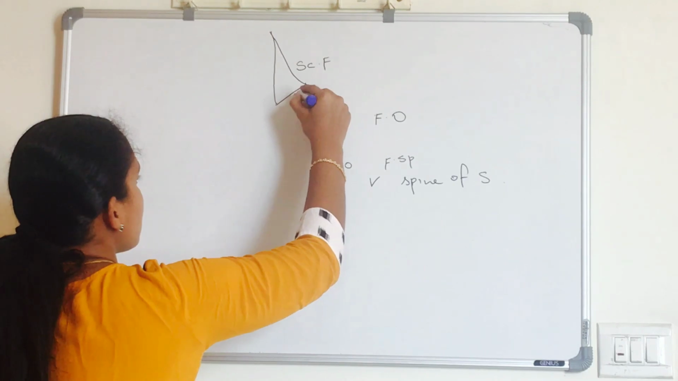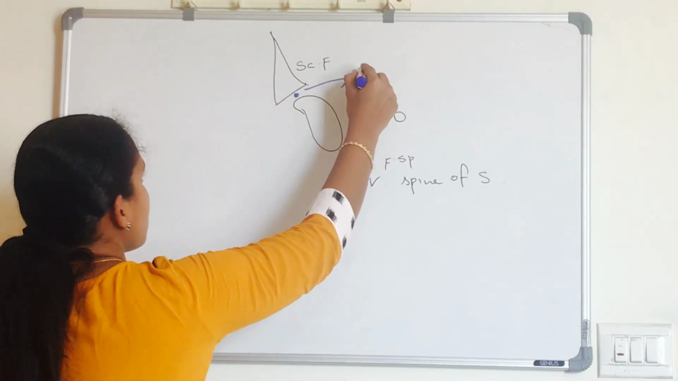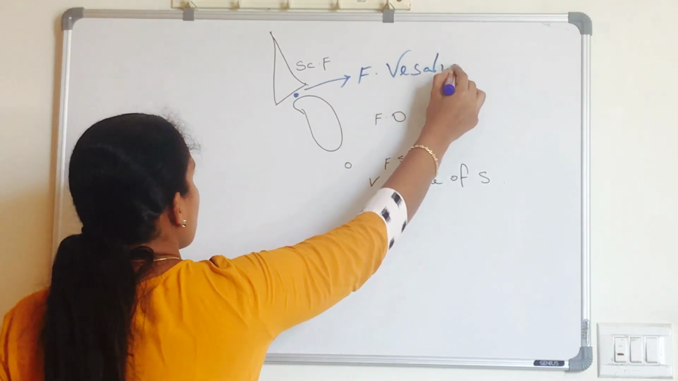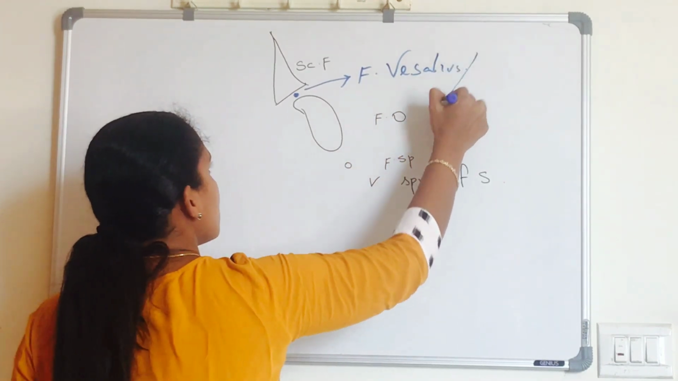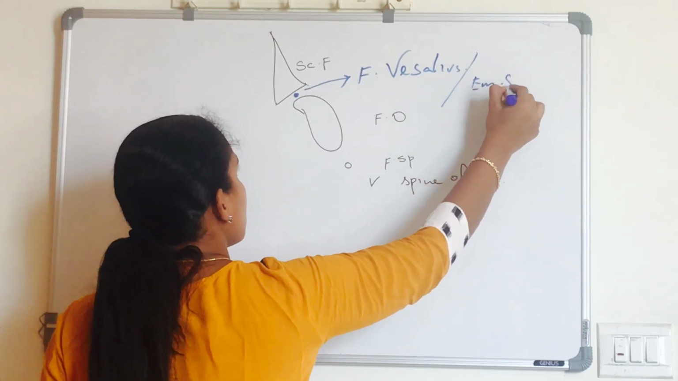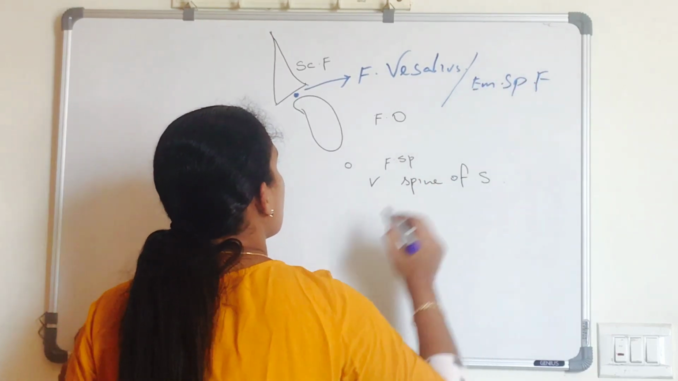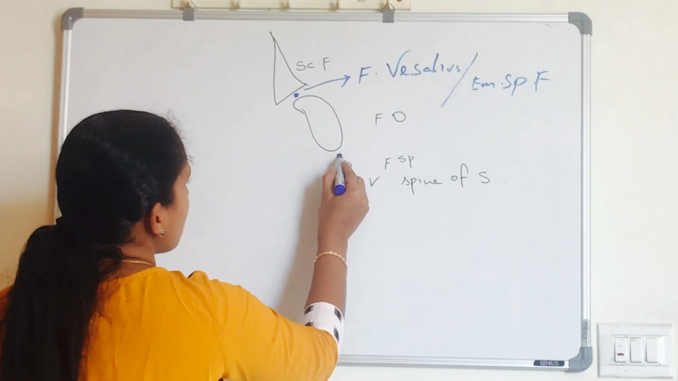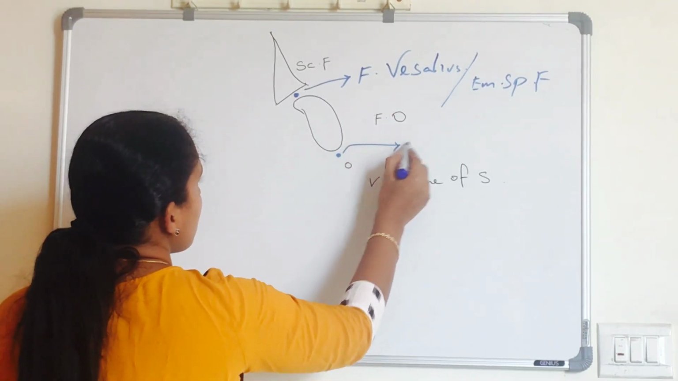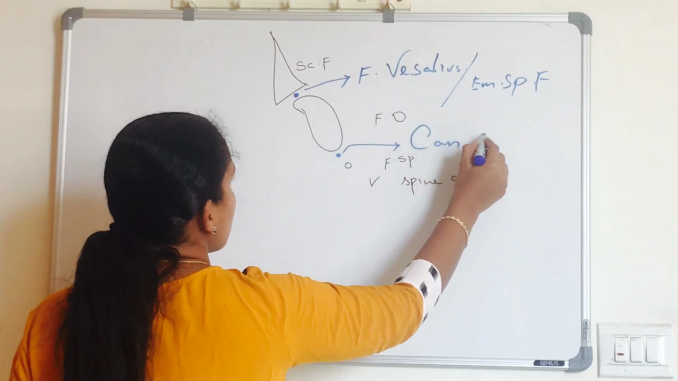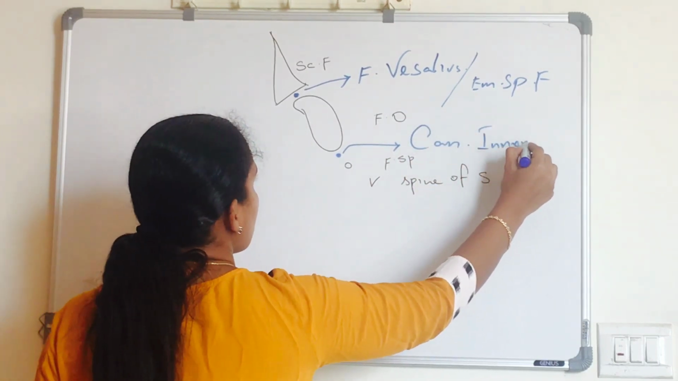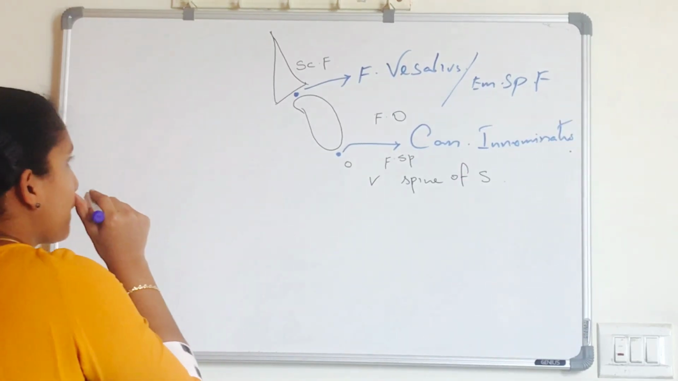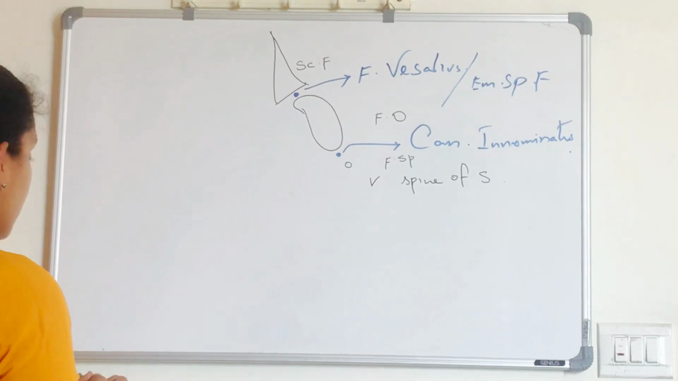Between the sphenoid fossa and foramen ovale, there is a foramen called foramen Vesalius, otherwise called emissary sphenoidal foramen. Between ovale and spinosum is canaliculus innominatus. This foramen transmits lesser petrosal nerve if it does not pass through foramen ovale.